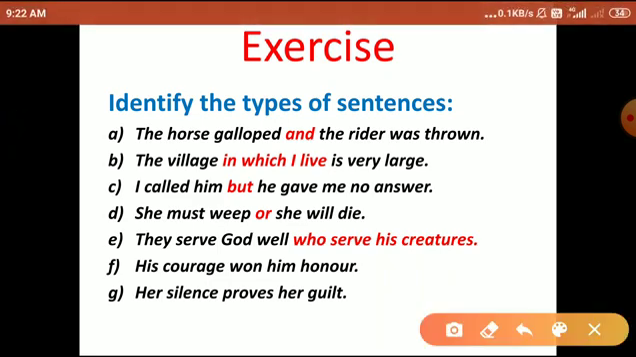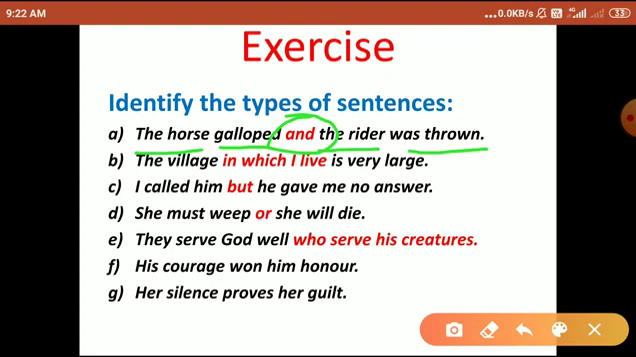So see the first one: the horse galloped. The horse, subject; galloped, verb. So subject and verb, it's a clause. The rider was thrown. The rider, subject; was thrown, verb. So both are clauses and they are joined together by and. The horse galloped, complete sense. The rider was thrown, complete sense. Both these clauses are of equal rank and are joined together by and. So and is a coordinating conjunction. What type of sentence is it? It's a compound sentence.